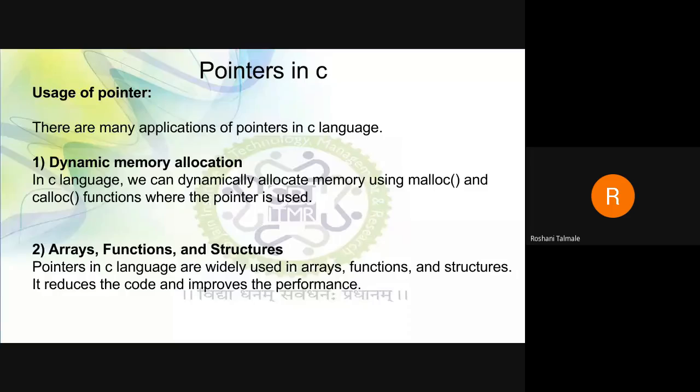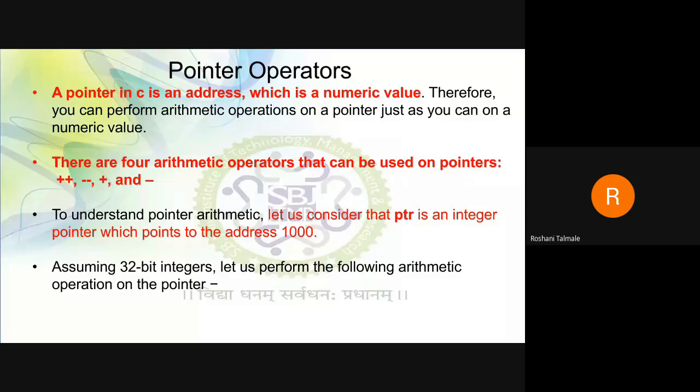Now let us see what operators we can use on pointers. Basically we know that a pointer is an address and it's numeric data, so we can apply operators like plus plus, minus minus, and plus and minus. In other words, we can apply the increment operator, the decrement operator, addition, and subtraction, and also some comparison operators, like we can compare the values.